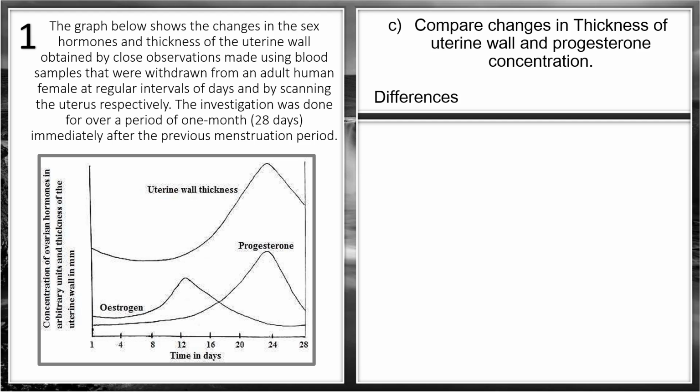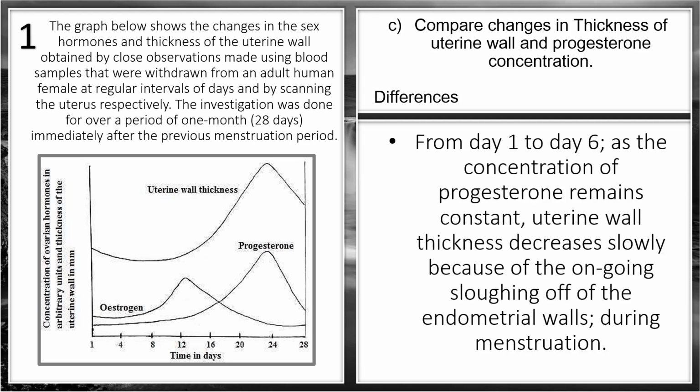We are still on the differences. Now, you can see from day 1 to day 6, as the concentration of progesterone remains constant, the uterine thickness decreases slowly, because of the ongoing slow shedding of the endometrial wall during menstruation. That is from day 1 to day 6.